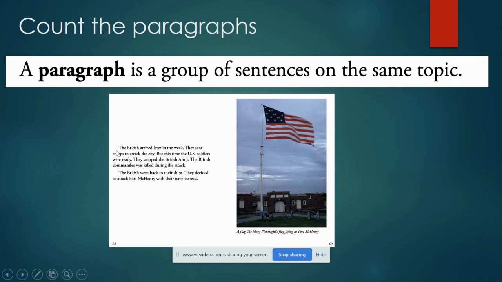And on this final page, let's count the paragraphs together. Get ready. 1, 2. We see 2 paragraphs or groups of sentences on the same topic on this page because, once again, there are 2 indented spaces, and I'm pointing to the first one now, and now I'm pointing to the second indented space.